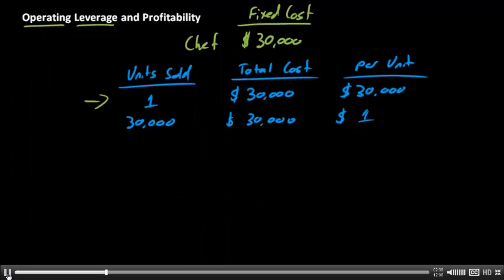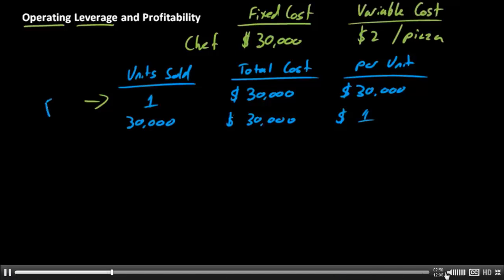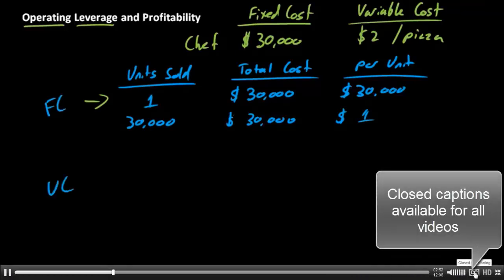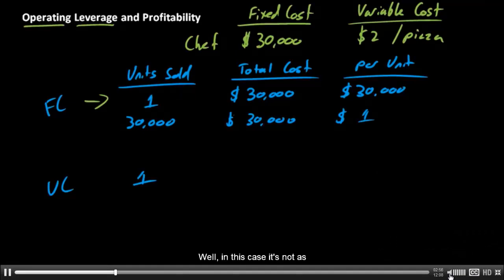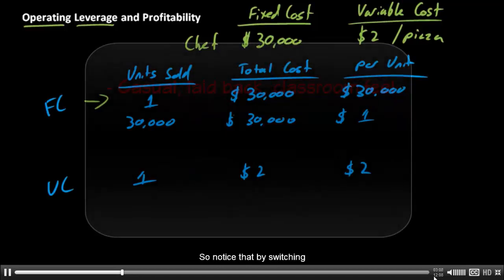We opted to pay the chef $2 a pizza. And so we turned the fixed cost into a variable cost. So in our first scenario, this is a fixed cost structure. Now we're going to look at it with a variable cost structure. So again, let's say we only sell one pizza, really bad deal. Well, in this case, it's not as big a deal for us, okay? Because our total cost now is just the one pizza times the $2 we had to pay the chef. So our total cost is only $2. Our cost per unit is also only $2.